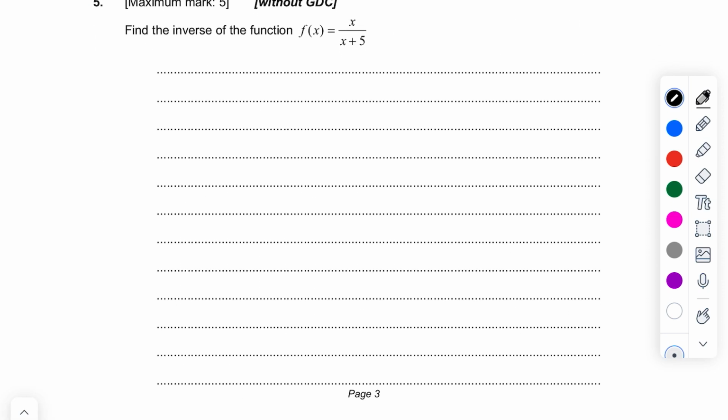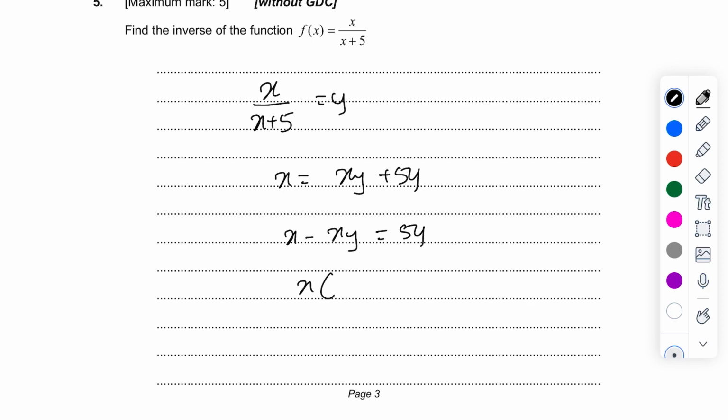Find the inverse. f of x equals x upon x plus 5. So x upon x plus 5 equals y. So x equals xy plus 5y. x minus xy equals 5y. Take x common: x times 1 minus y equals 5y.